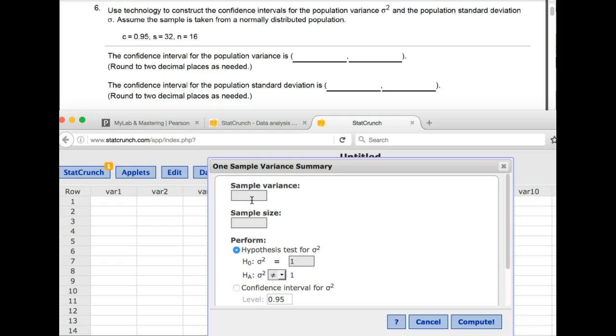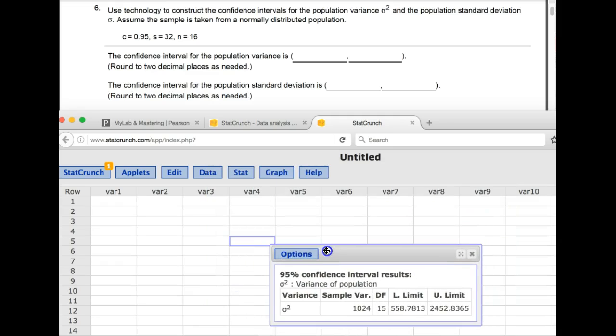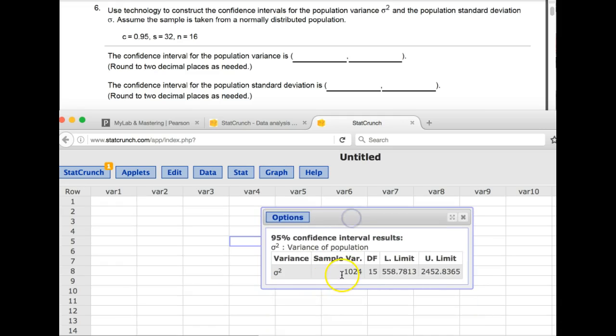We notice that our sample standard deviation is 32. In other words, S squared will be our sample variance. So we want to just take 32 and square it, and when we do that, we get 1024. For our sample size, we know that that's 16. And then, of course, here we want a confidence level of 0.95. If we have that and just click Compute, then this is what we get.